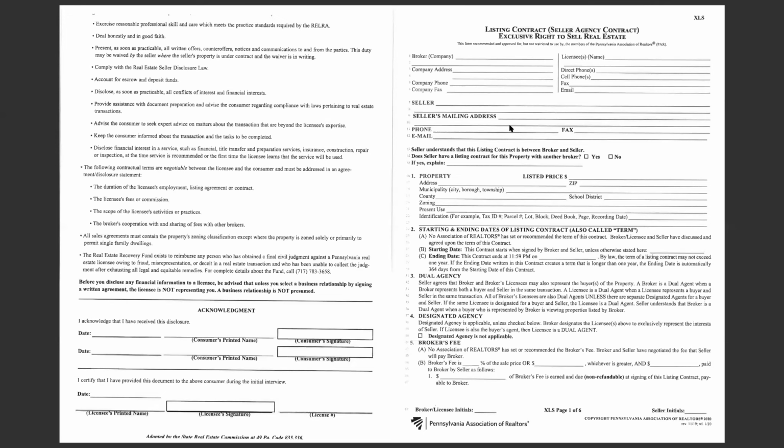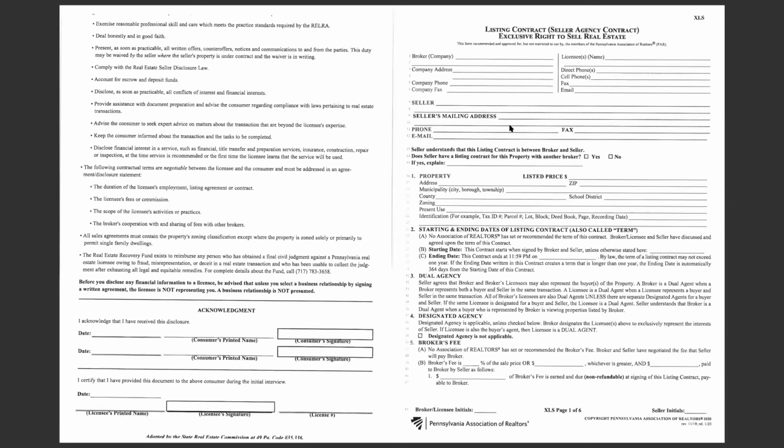Now, it also could be a year listing, and we're going to talk about that. By law, the term of a listing contract may not exceed 1 year. If the ending date written in this contract creates a term that is longer than 1 year, the ending date is automatically 364 days from the start date of the contract.